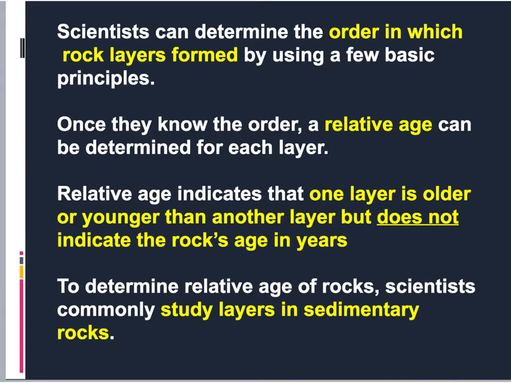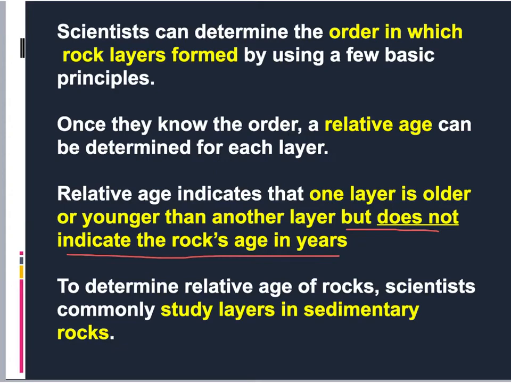Okay, so scientists can determine the order in which rock layers formed by using a few basic principles. Once they know the order, a relative age can be determined for each layer. Relative age indicates that one layer is older or younger than another layer, but does not indicate the rock's age in years. So we're not getting specific with relative dating, okay? This idea of relative age does not tell me that a rock is 427 million years old. It doesn't get that specific. All it can tell me is compared to another rock, which is older, which is younger.